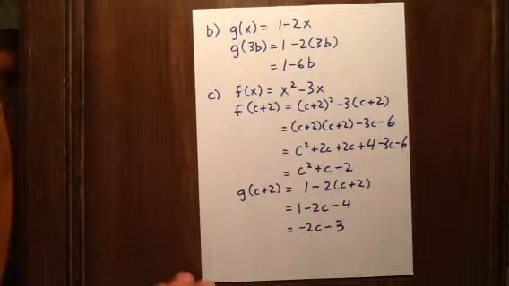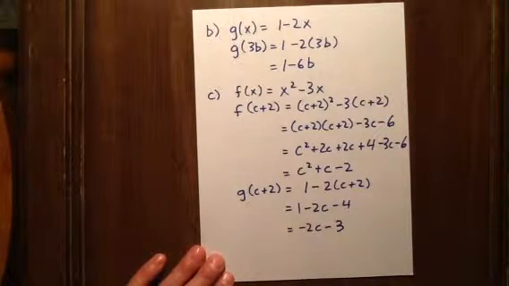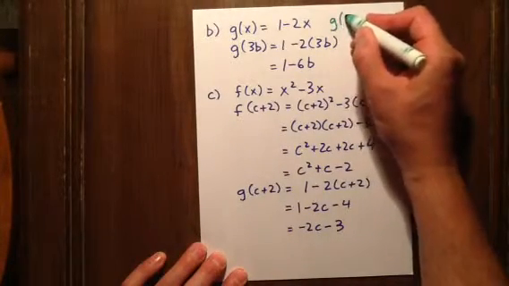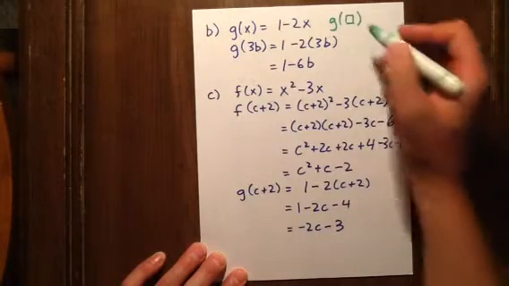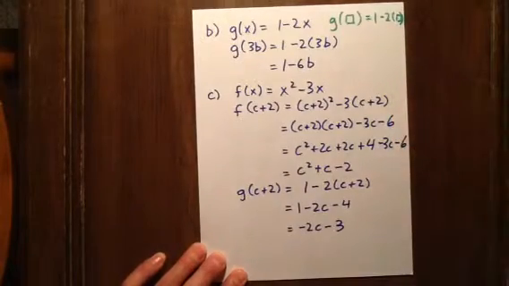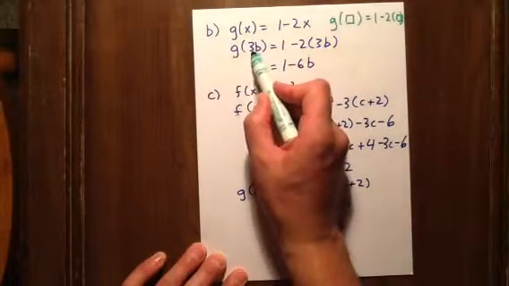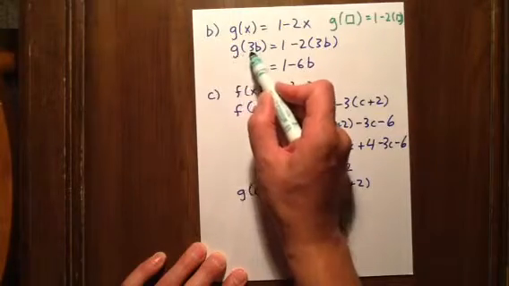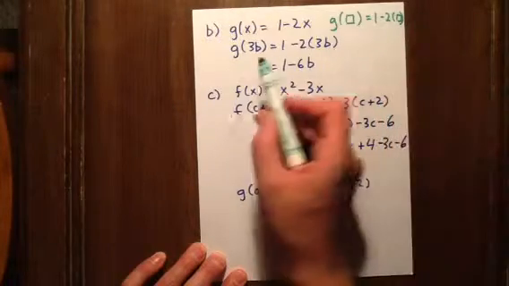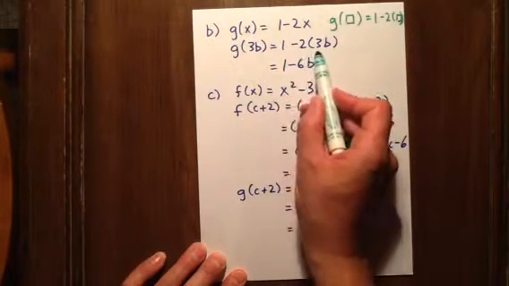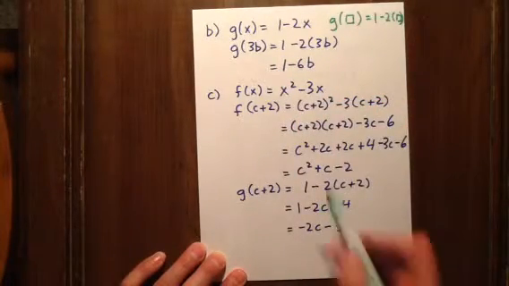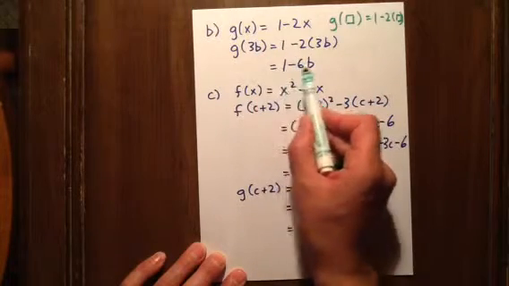Next question says, if g at x is 1 minus 2x, what is g of 3b? Well, let's go back a second ago to what we said. g at x equaling 1 minus 2x means g at block is equal to 1 minus 2 times block. Well, in this case, the block is 3b. g at 3b gets plugged in here and here. So 1 minus 2 times 3b is the same as 1 minus 6b. And we can't simplify that at all, so we simply say g at 3b is 1 minus 6b.